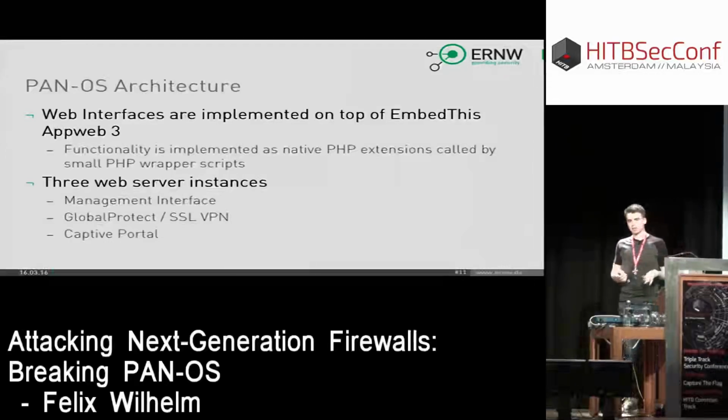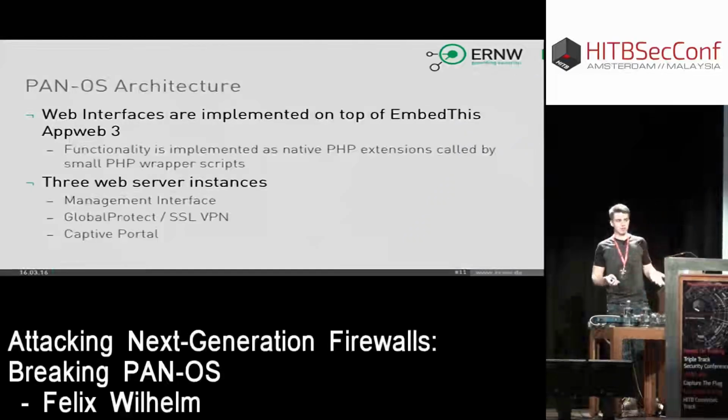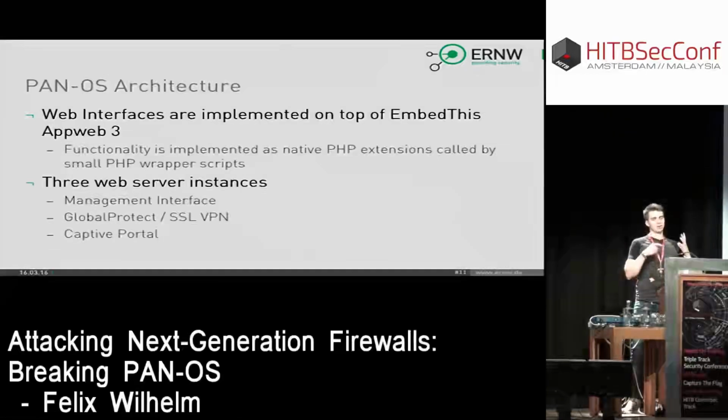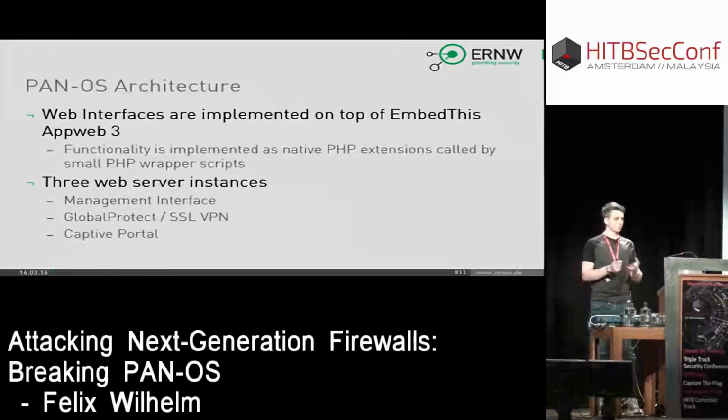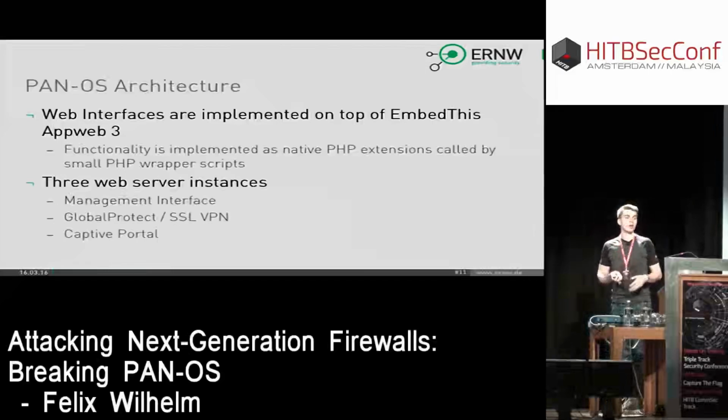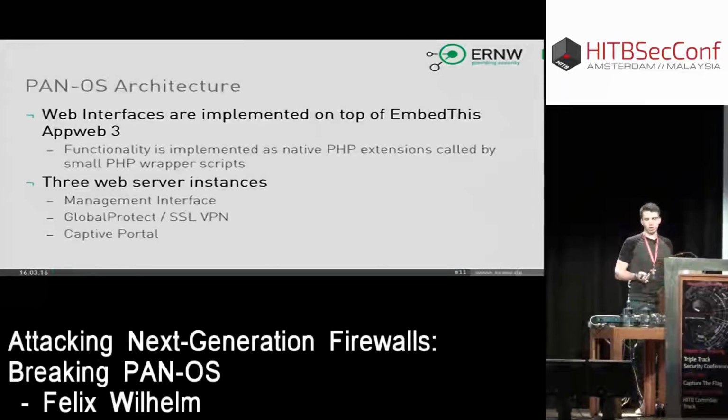Now you might ask, how many web interfaces does this box have? Or does this implement any interesting features as a web interface? And yes, that's the case. Mainly, of course, the management web interface is implemented on top of this, but also the whole global protect, so the VPN stack, is implemented on top of this layer. So this means we have an SSL VPN you can reach over the internet, which is implemented as a native PHP extension. So this looks really interesting for an attacker. And they have the captive portal, which is a part of the user ID feature, which is also implemented on top of this.